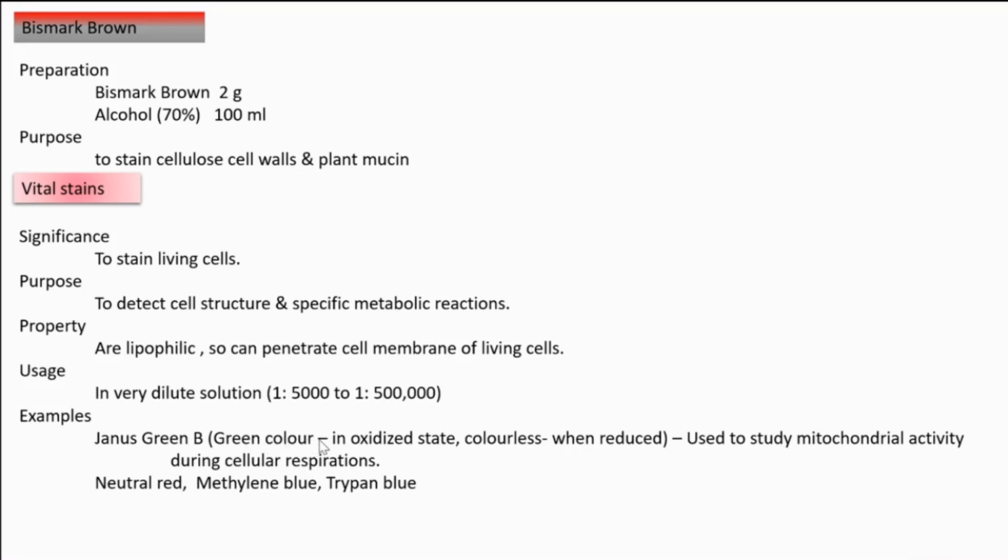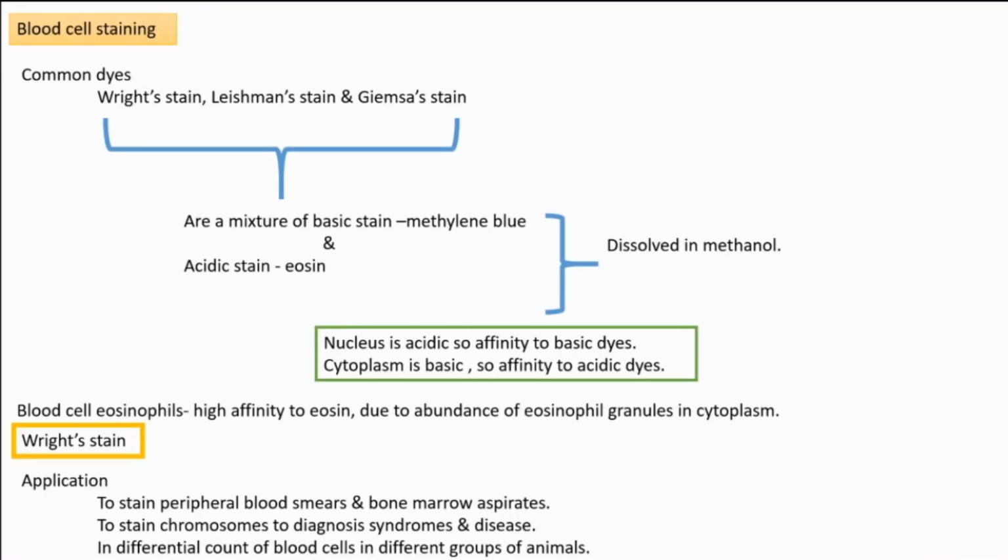It is green in color. Green color in oxidized state, and when it is reduced, it changes to colorless. It is used to study mitochondrial activity during cellular respiration. Other examples are neutral red, methylene blue, trypan blue. Next slide, blood cell staining.